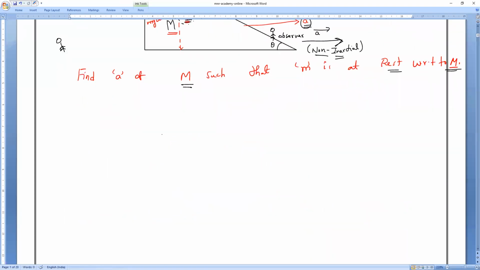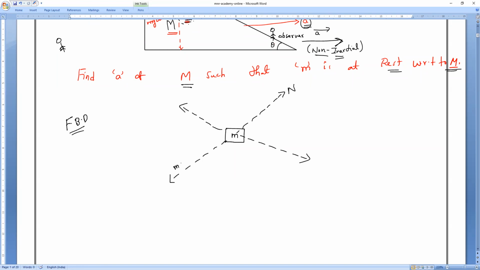Now draw the free body diagram for small m. If you observe very carefully, this is the small m I have taken. There is a force acting in this direction, and a force acting in this direction. Same way, there is a normal force, and a force acting in the downward direction. In the downward direction, two forces are acting.